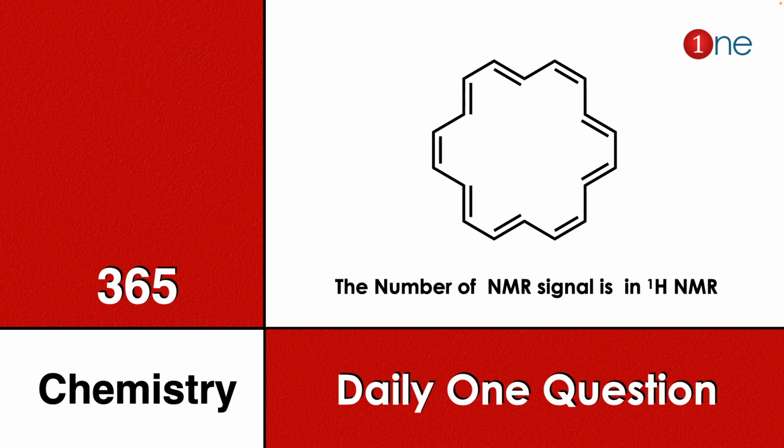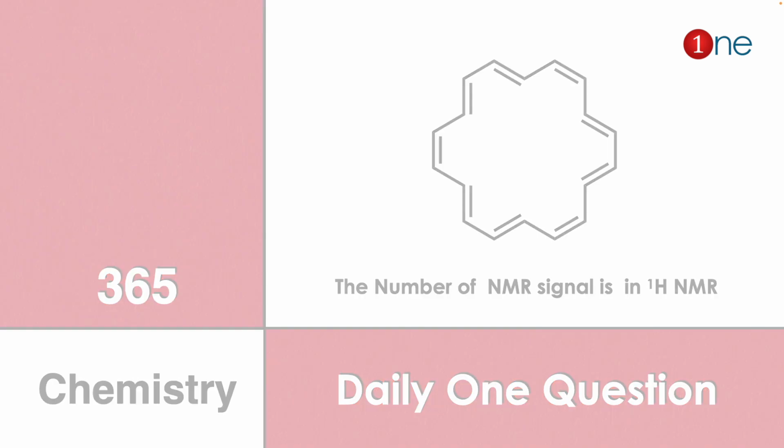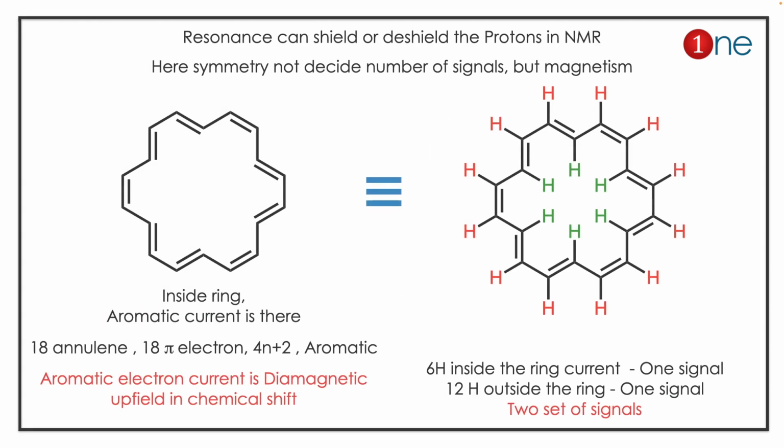Here the annulene is given with continuous double bonds. You have to find the number of signals in the proton NMR spectroscopy. Here the problem is the blind side. You have to write the protons to identify the real NMR signals.